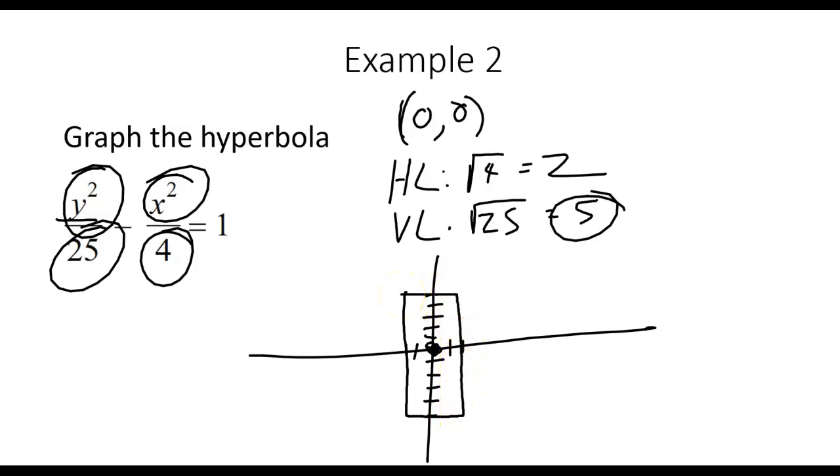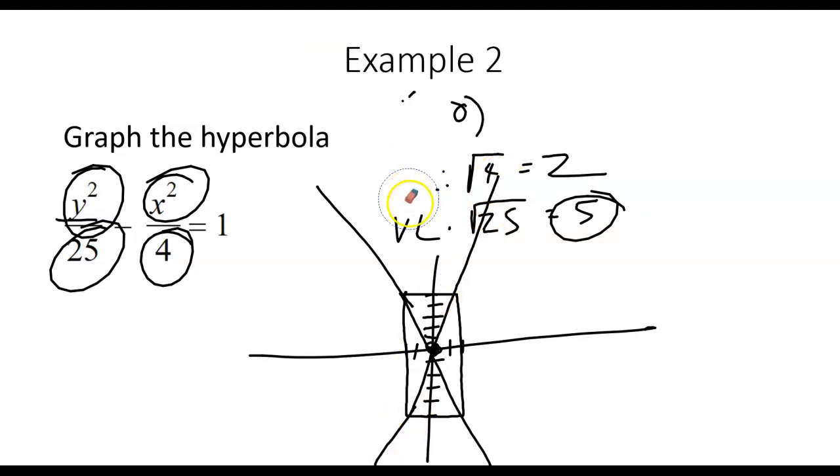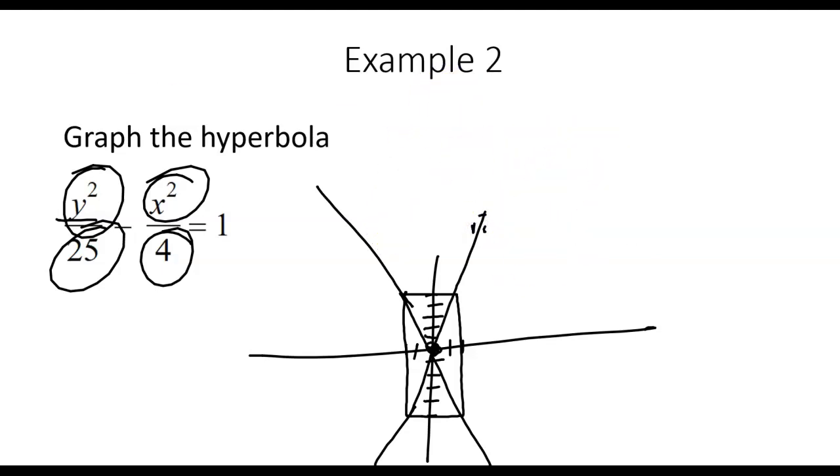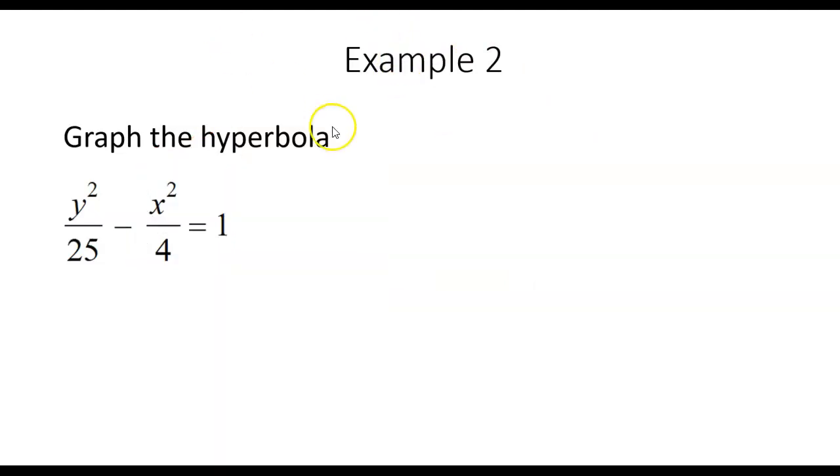Okay. The next thing we do is we draw a diagonal through the corners of our box, and those are the asymptotes for our graph. The last thing that we're going to do is decide where the curves go. So since the negative is in front of the x squared, that means the curves go on the top and bottom. So the vertex will be on the box, and after that you hug the curve up against the asymptote like so. And that's that one.